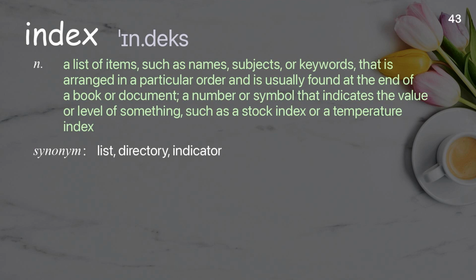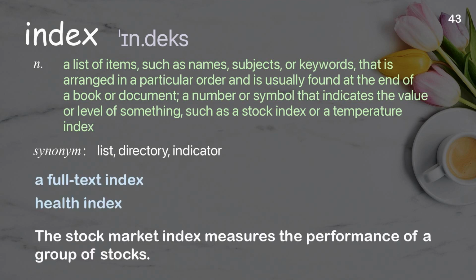Index: a list of items, such as names, subjects, or keywords, that is arranged in a particular order and is usually found at the end of a book or document. A number or symbol that indicates the value or level of something, such as a stock index or a temperature index. Examples: a full text index. Health index. The stock market index measures the performance of a group of stocks.